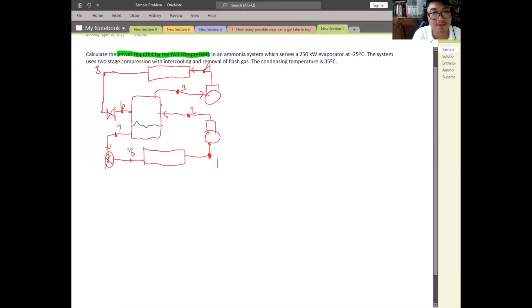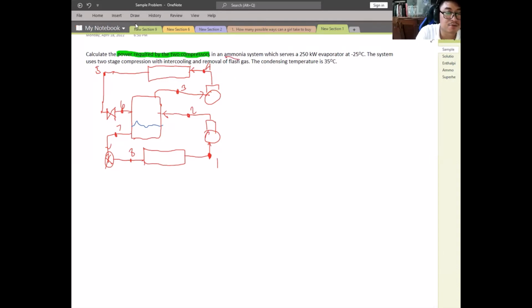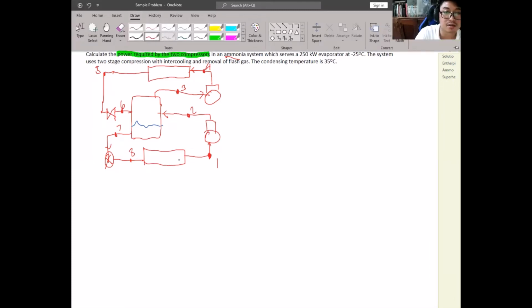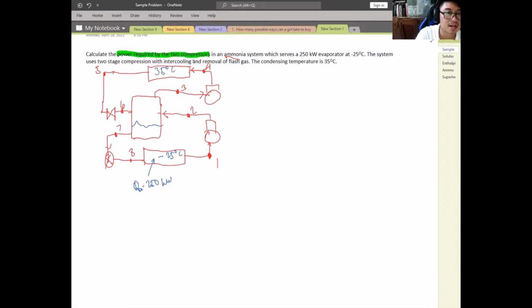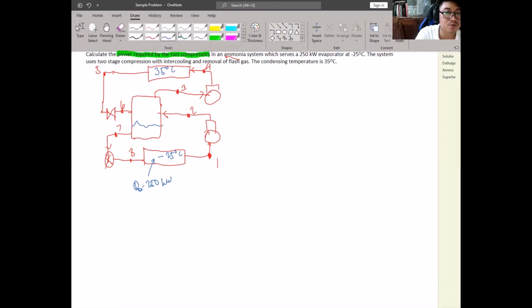According to the problem, ammonia is our refrigerant. The 250 kilowatt evaporator is the heat addition in the evaporator, 250 kilowatts. That is our QA. The evaporator temperature is negative 25 degrees Celsius, and the condensing temperature is 35 degrees Celsius. So we need to find the power required by the compressors.